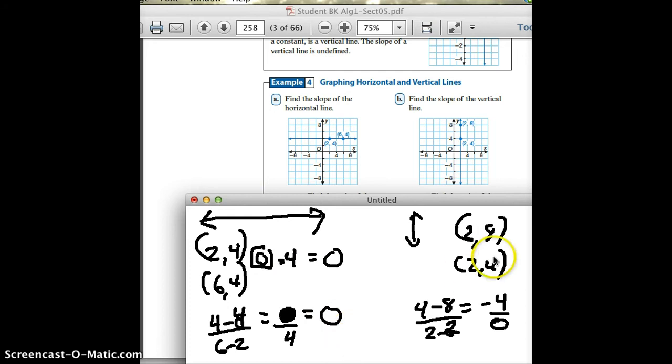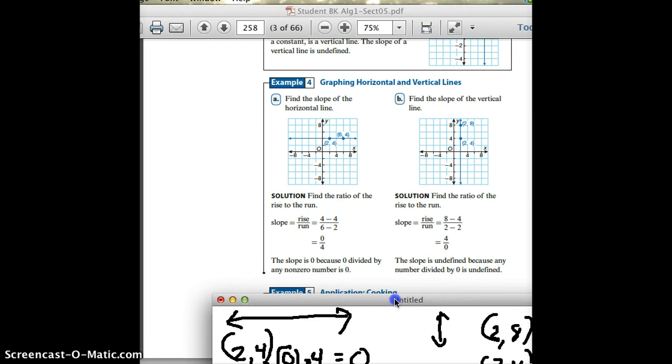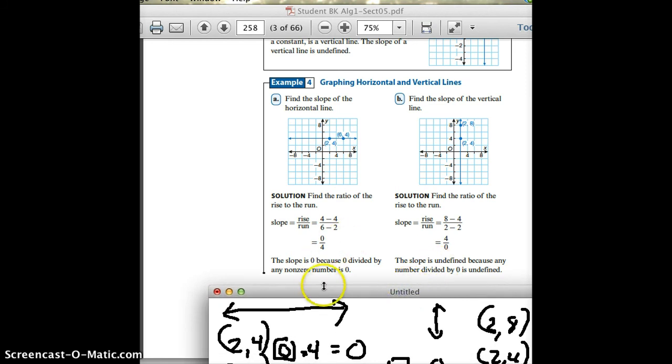The other one: what number times 0 gives me negative 4? Well, there isn't a number that makes this possible. Why? Because any number times 0 gives me 0. That's why the answer for this one is not possible, which is like a 0 with a line through it. No solution. Those are the two examples. There you go. Undefined. And this one is 0.